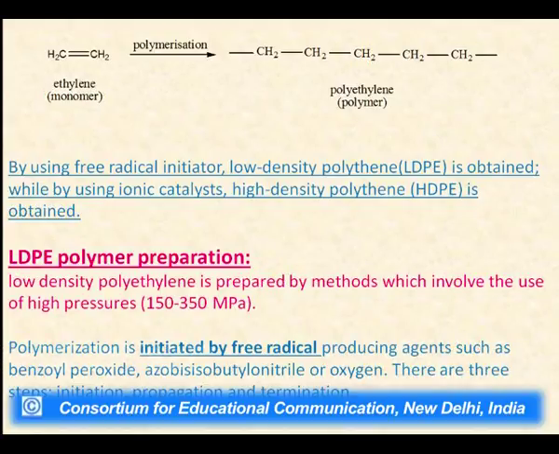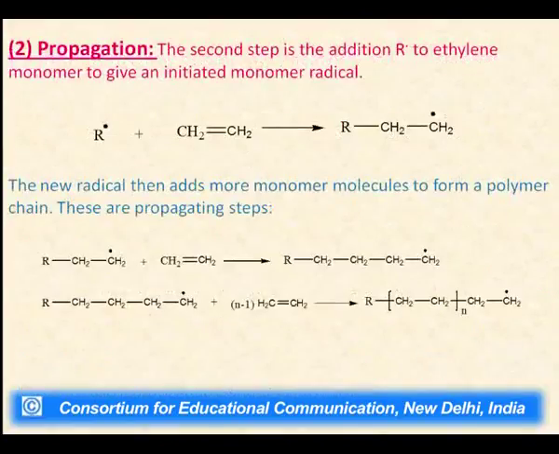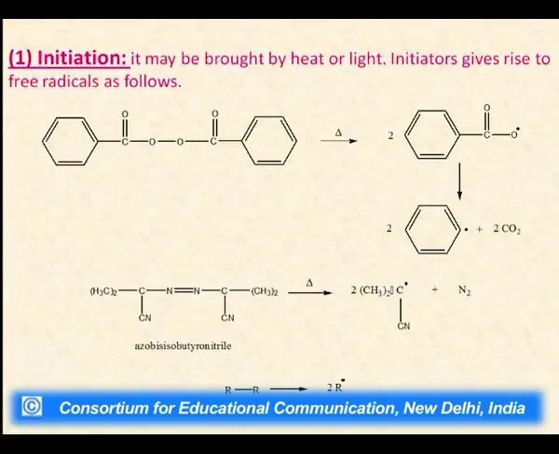Now first of all we will discuss low density polyethylene polymer preparation. It is prepared by methods which involve the use of high pressures, about 150 to 350 megapascal. The polymerization is initiated by free radical producing agents such as benzoyl peroxide, azo bis isobutyronitrile, or it may be oxygen. And there are three steps in the mechanism. First is the initiation, then propagation, and the last one is the termination of the reaction.